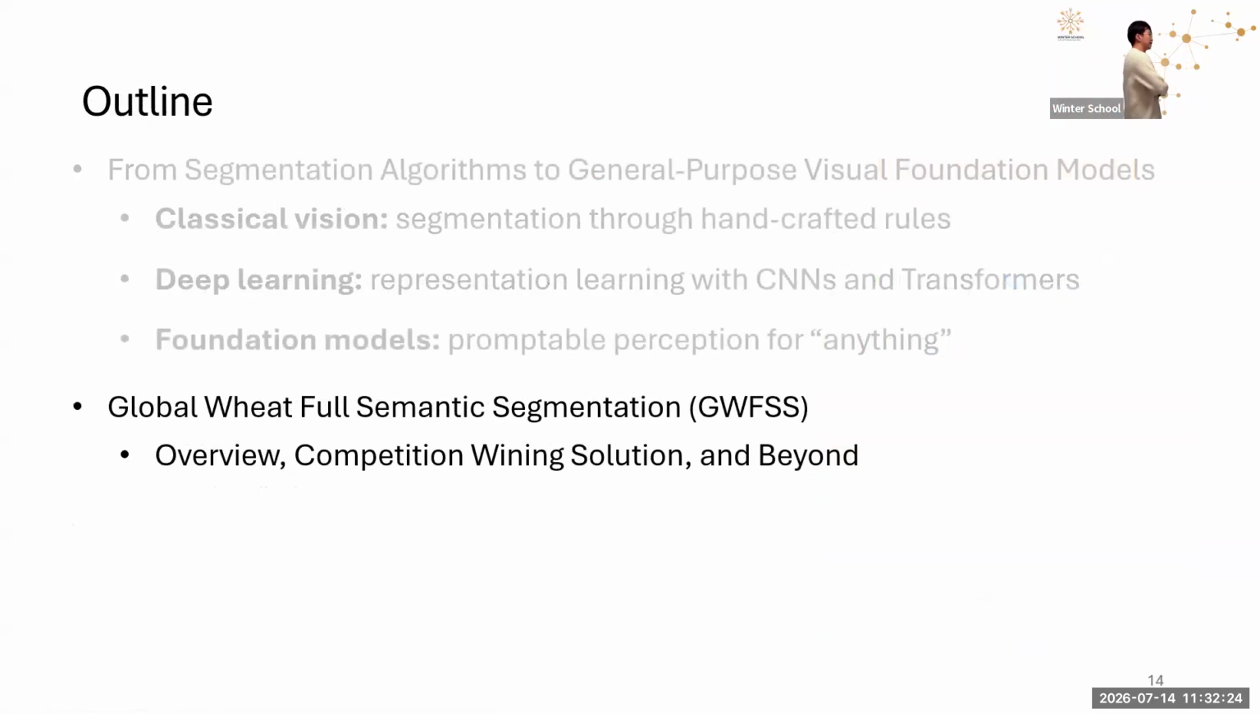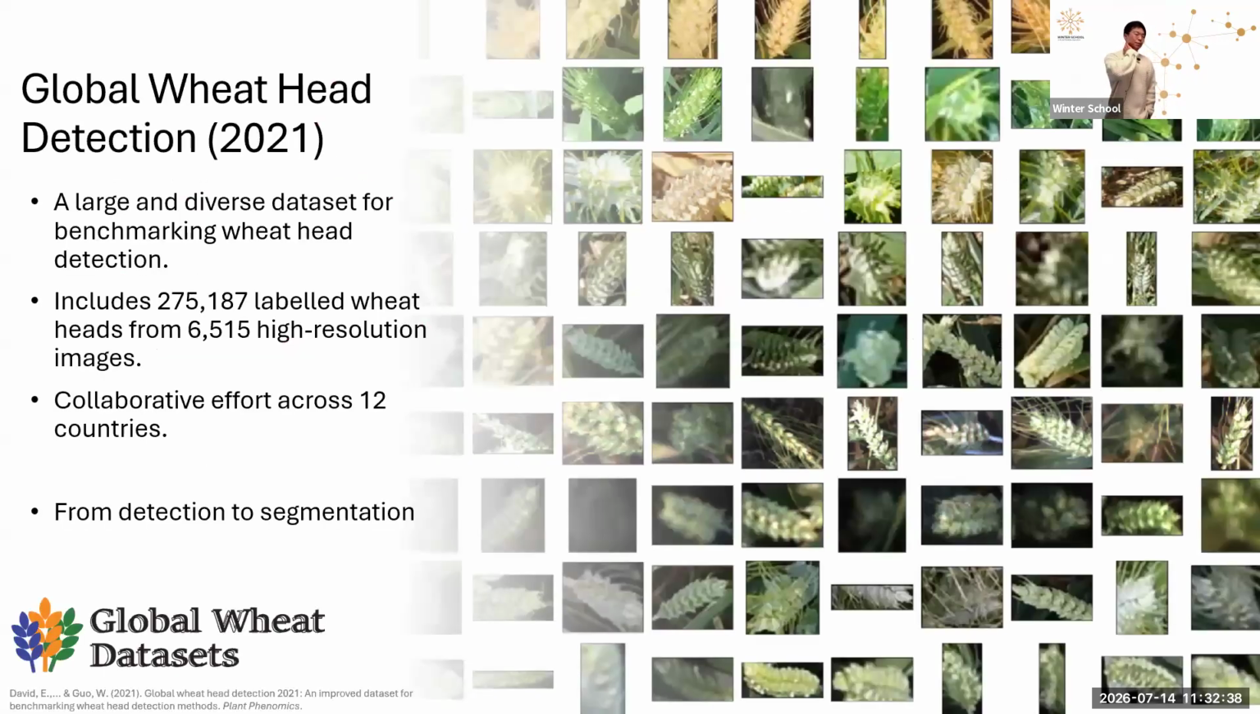So now let's move on to the second part of today's talk. I guess I have 10 minutes left, so I will quickly go through this part, right? Global wheat full semantic segmentation. In the morning, I just used global wheat head detection as the example. Global wheat detection is the first version of the Global Wheat dataset. Back then, we labeled this many wheat heads from high-resolution images, and it was a worldwide collaboration rather than from a single country. Now, last year and the year before, we have been thinking about moving from detection to segmentation.